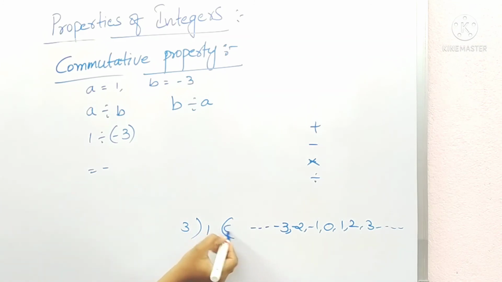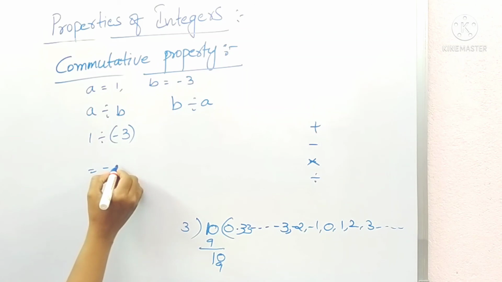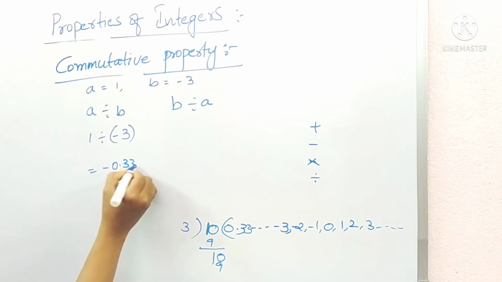So 1 is smaller than 3. So put 0 in the quotient and put 0 after 1. Now 1 will become 10. So put a decimal point. 3 threes are 9. The remainder is 1. Again the decimal point is there, so we can add another 0. Again 3 threes are 9. So it will continue like that. So I can write 0.33 and so on.